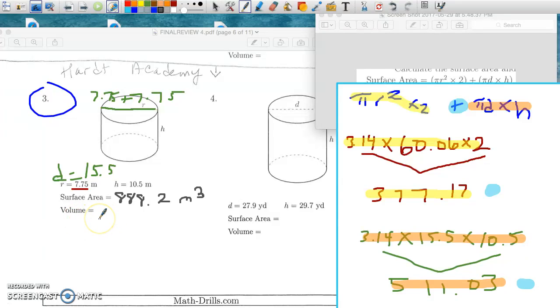Remember, volume is always squared. Surface area is cubed. Okay, so I think that's correct. Surface area, no, it's not. Surface area is squared. It's two-dimensional. Volume, your answer should be cubed. Okay.